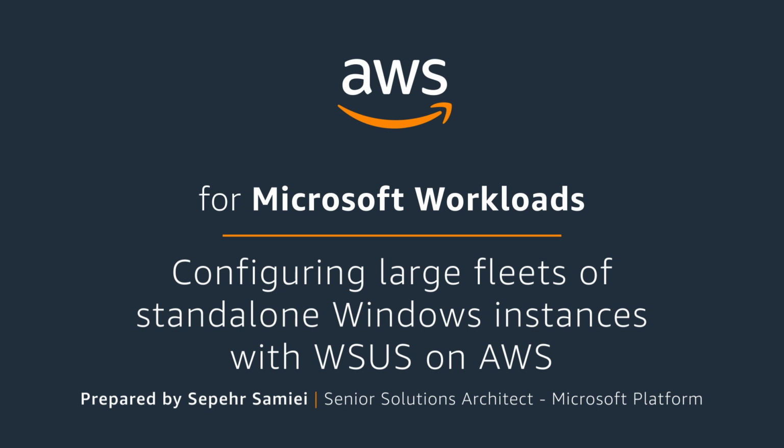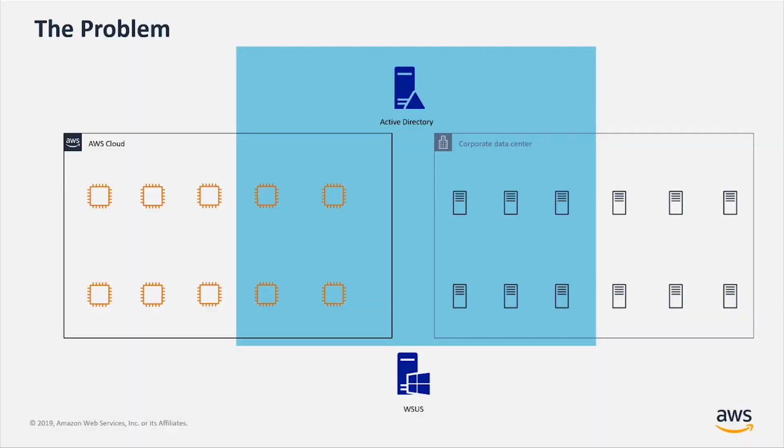Today, I want to show you how to configure large fleets of standalone Windows instances to get their updates from Windows Server Update Services on AWS. When you have a large number of Windows Server instances, usually you would rely on Active Directory group policies to enforce your policies on all of your Windows instances.